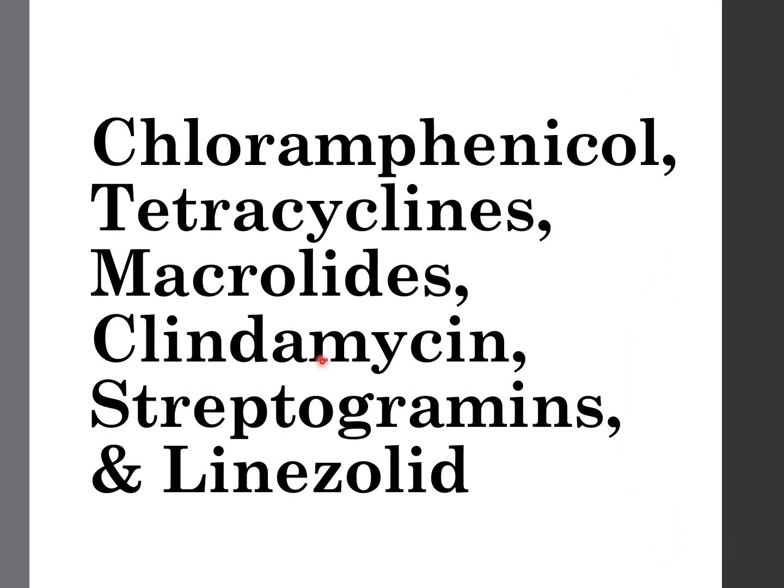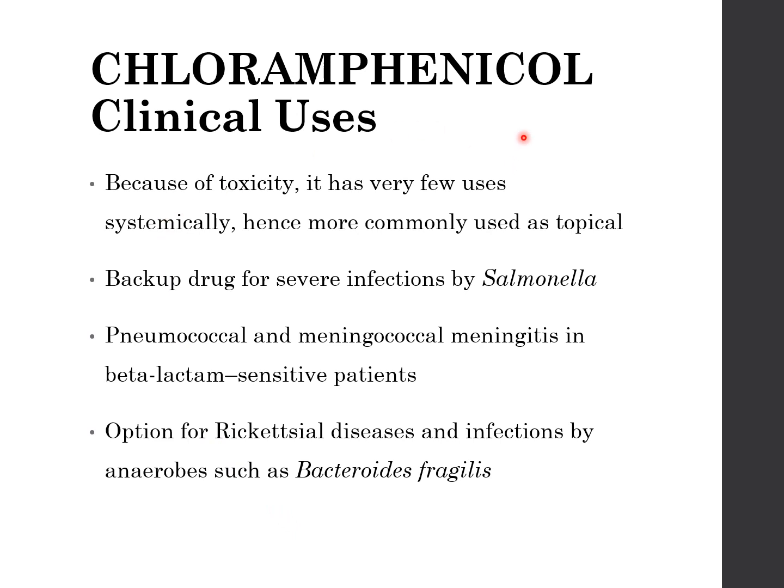Now, after finishing penicillin and the cephalosporins, we proceed to chloramphenicol, the tetracyclines, the macrolides, clindamycin, streptogramins, and linezolid. Chloramphenicol is an old drug, and it has clinical use. Because of toxicity, it has very few systemic uses, since it's more used as a topical. It can also be used orally. It's a backup drug for severe infections by Salmonella, and can be used for pneumococcal and meningococcal meningitis in beta-lactam-sensitive patients, and is an optional treatment for rickettsial disease and infections caused by anaerobes like your Bacteroides fragilis.